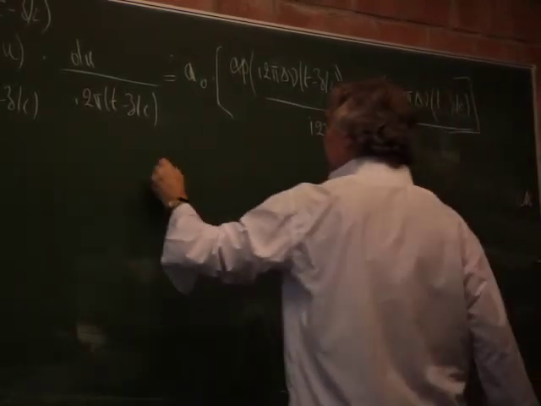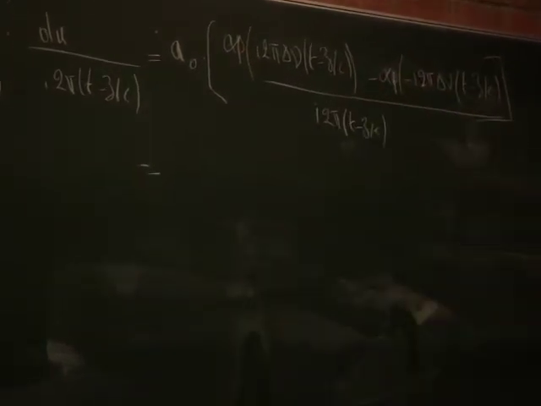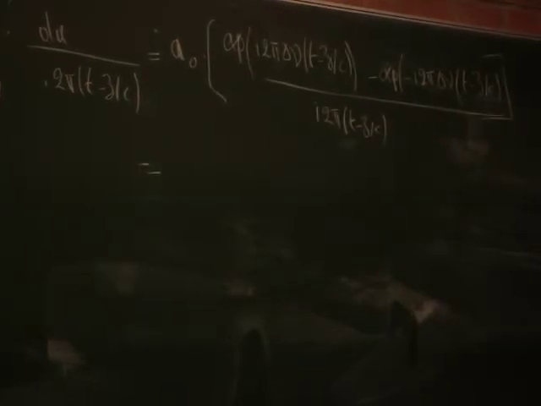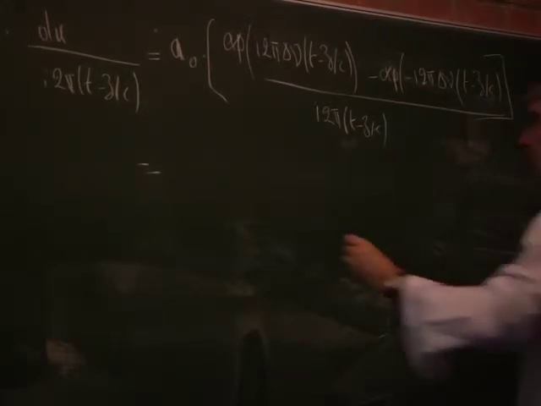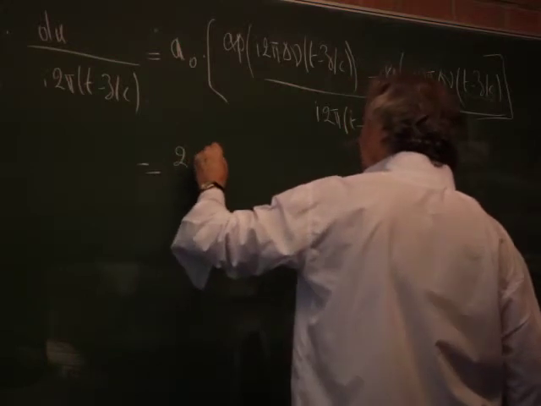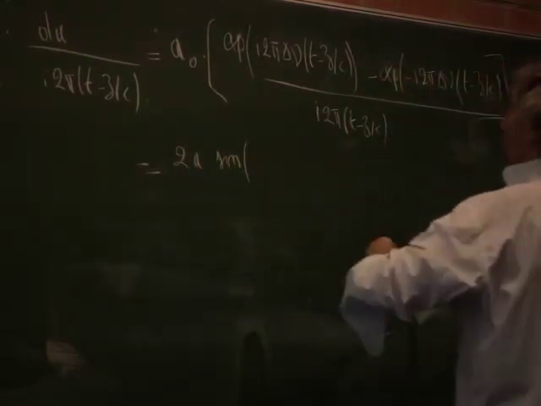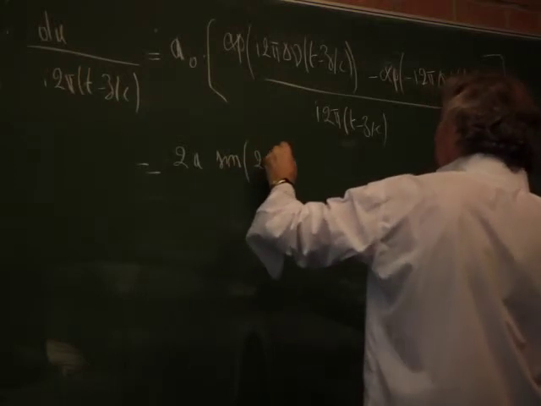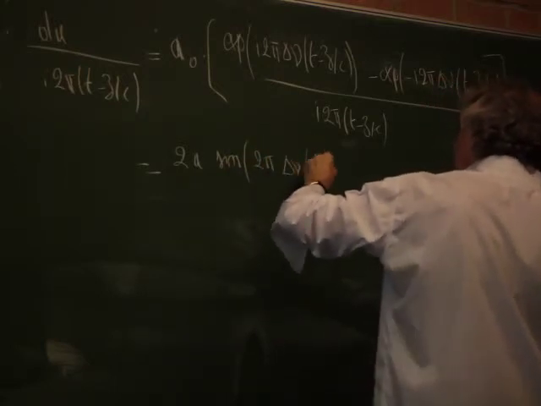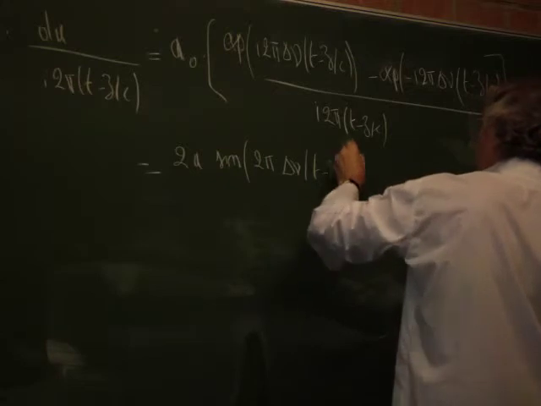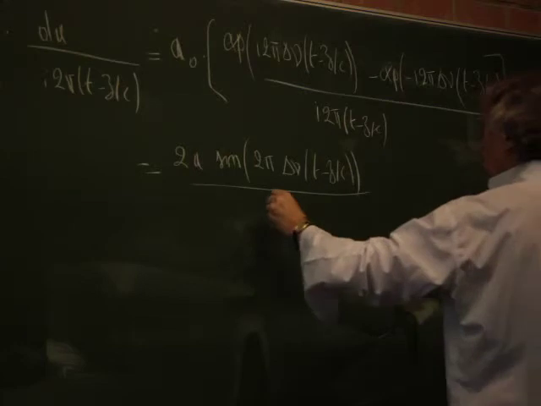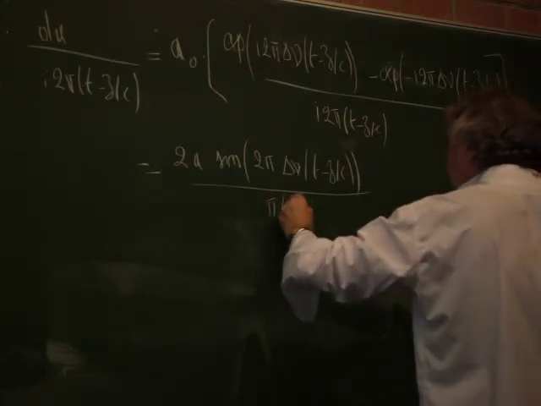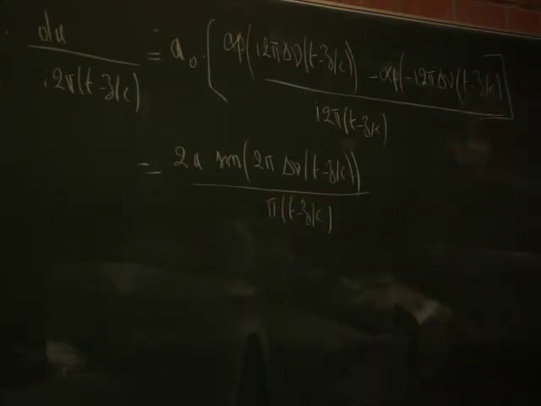Now, do you agree that this would be cosine plus i sine minus cosine plus i sine? So it would be twice, two sides, it would be 2A0 times the sine of 2 pi delta nu times t minus z over c. 2i goes away, so here it will be only times pi t minus z over c.